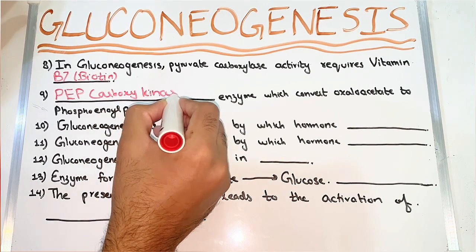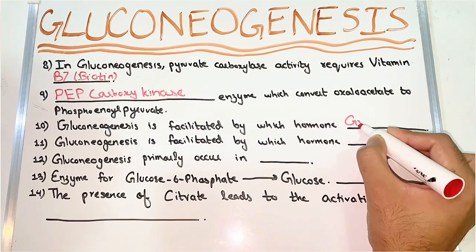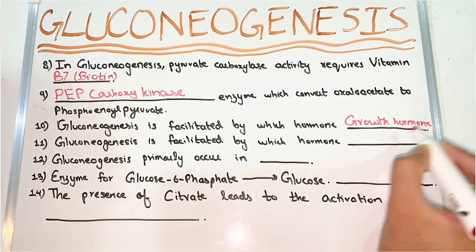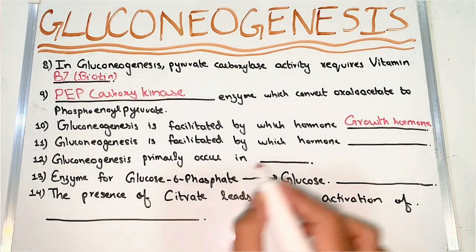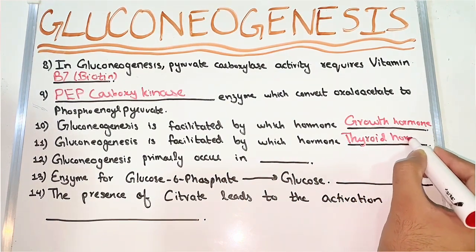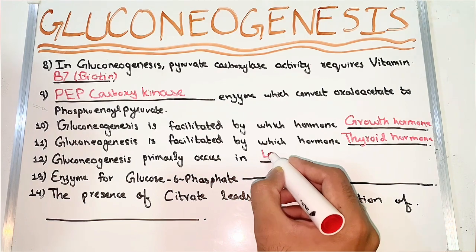The 10th and 11th questions are basically the same, asking which hormones facilitate gluconeogenesis. There are two hormones which also take part in gluconeogenesis. The first one is growth hormone and the second one is thyroid hormone. You should watch the lecture to get through it, so your concept will be clear. So I recommend you to watch the lecture of gluconeogenesis. Let's move on. The 12th question is, gluconeogenesis primarily occurs in which organ? It occurs in the liver.